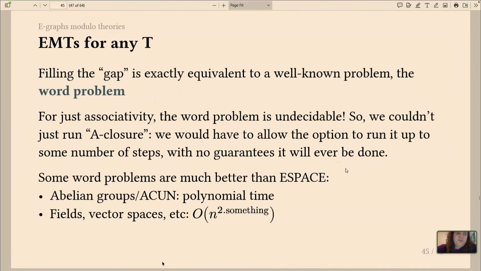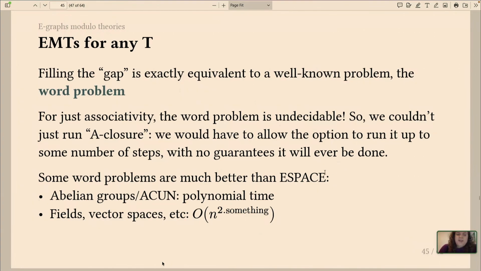Now, we're moving on to the more general case. Filling the gap, as I've termed it, is exactly equivalent to a well-known problem in algebra, which is the word problem. So for just associativity, the word problem is undecidable, so we can just have some A closure step as a neat little package. We could maybe have an A closure step that we feed some number of steps and it goes to that number of steps, but there's no guarantee that we'll ever reach the end.